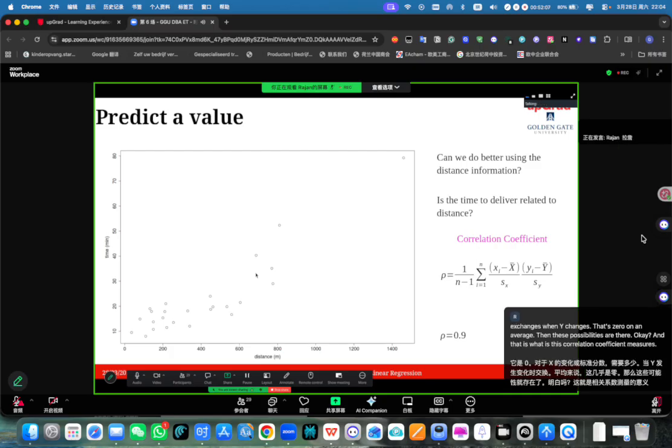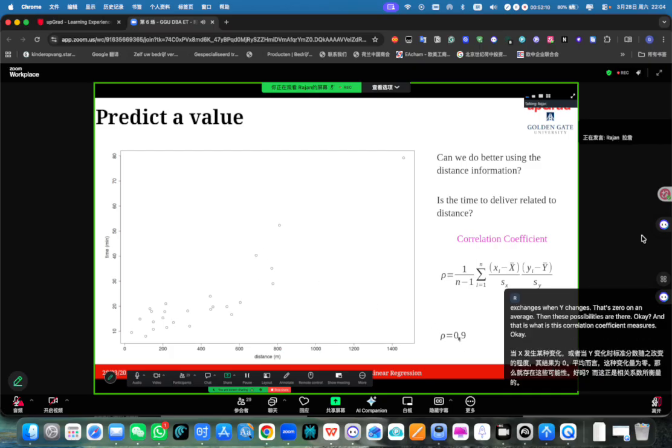Okay. For our data, luckily, the correlation coefficient happens to be 0.9. What does it mean? So let's try to interpret this thing.